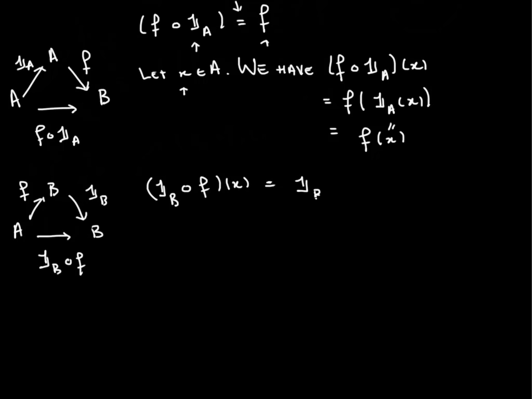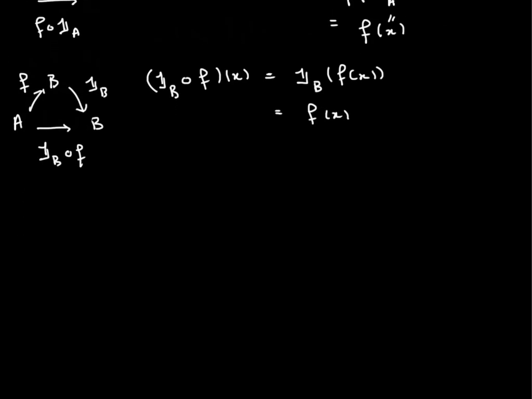This, by definition, is the identity of f of x. Now, if the identity of B sends any element y in B to itself, we'll simply obtain f of x.